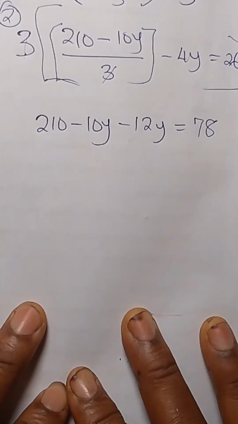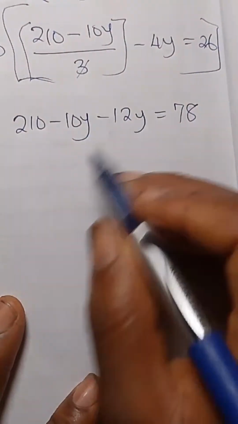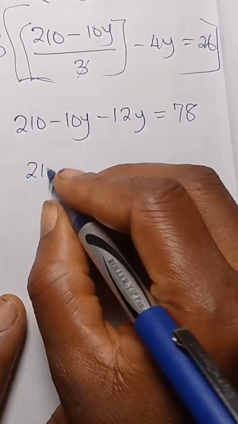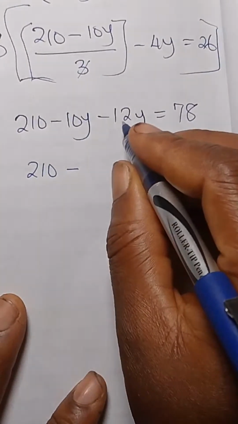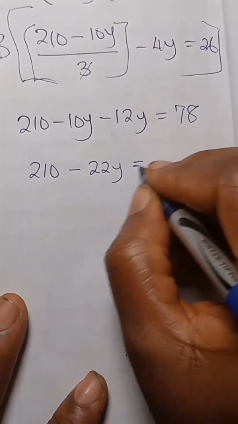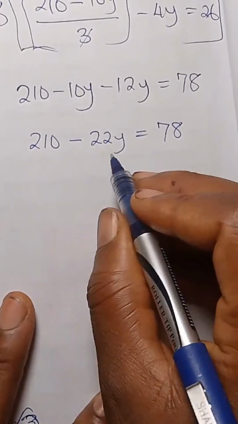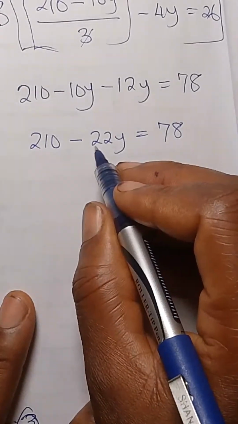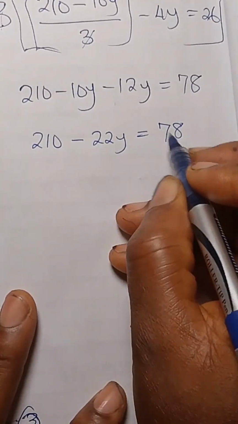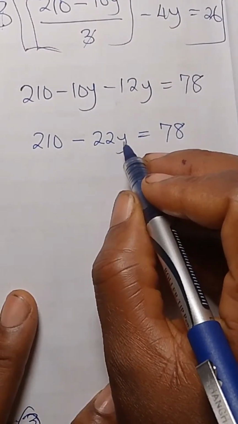Then what's next? We'll now collect like terms. So we have 210 minus 10y minus 12y gives us minus 22y equals 78. Okay. So here, we are going to collect like terms. We'll bring this 78 to this side and take away minus 22y to the other side.